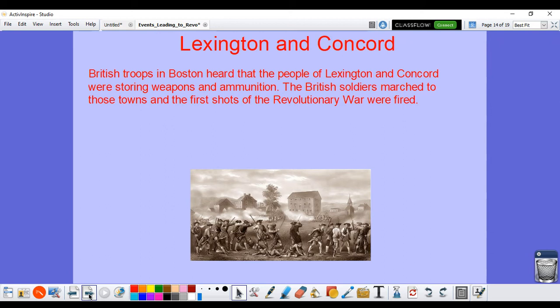The first shots of the Revolutionary War were fired in two Massachusetts towns, Lexington and Concord. British troops had heard that people were starting small armies, and these were not professional soldiers. These were shopkeepers and farmers and carpenters and blacksmiths, people that had regular jobs. The British soldiers marched to these towns, and at some point during these days, shots were fired and the war had started.